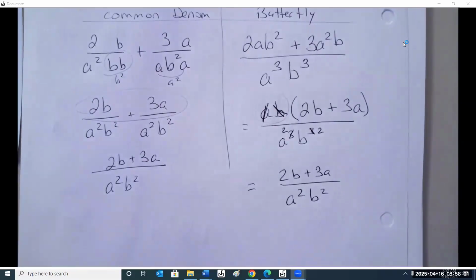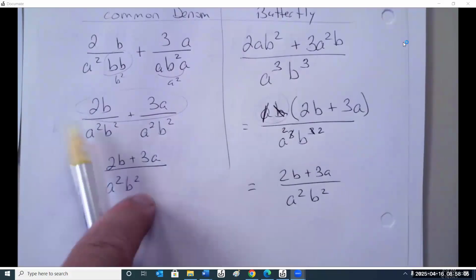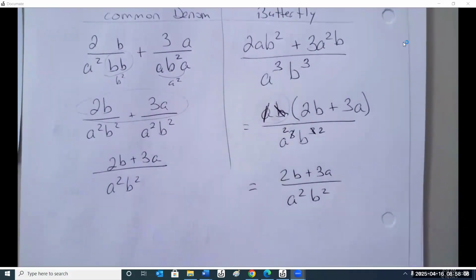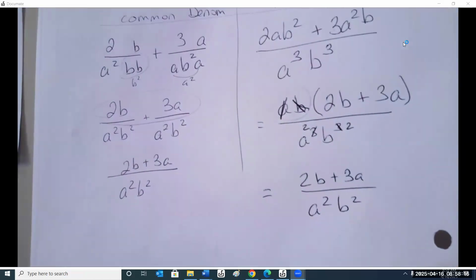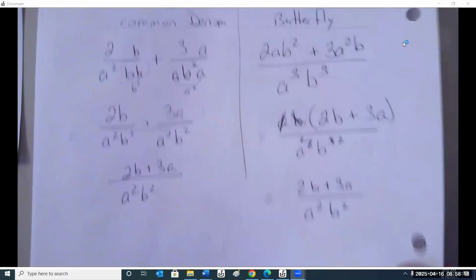What side seems simpler? The common denominator one. So whenever you deal with exponents, just get a common denominator. Any questions so far? Okay.